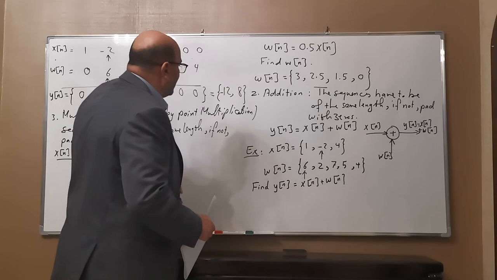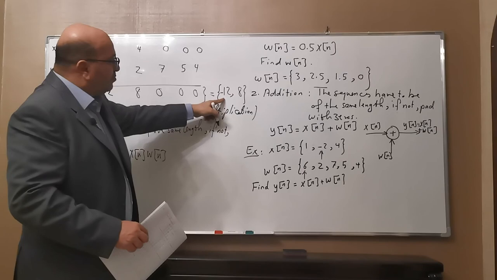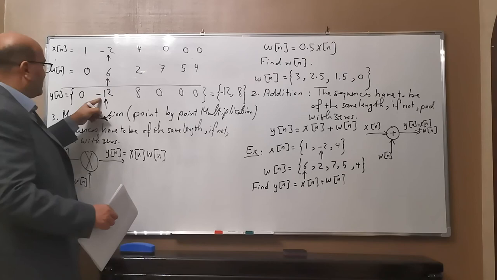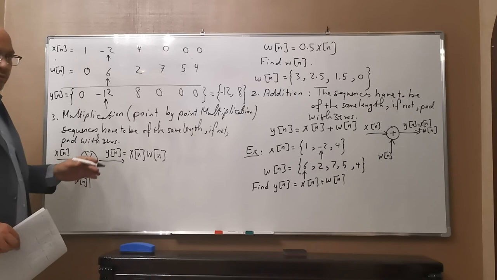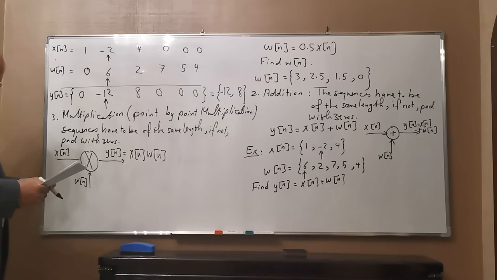You can take this out. You don't put an arrow underneath because you know that this is the index for n equals 0 and this is 1. So this is index equals 0 and this is 1. All others are zeros and you can exclude them. Okay, so this is our y of n for multiplication.